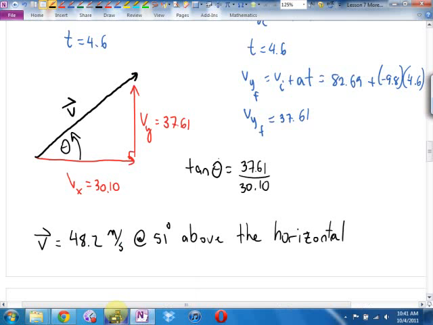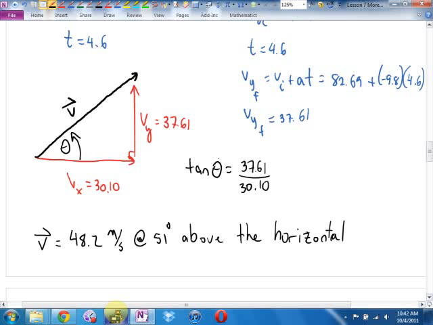On your test, you can expect some kind of question where we're asking you to find a velocity by adding two vectors together, either the impact velocity just before it hits the ground, or the velocity after a certain number of seconds. It's going to be above the horizontal if your vector looks like that, and below the horizontal if your vector looks like that. Vy is the deciding factor. If Vy is positive, it's above the horizontal. If Vy is negative, it's below the horizontal.